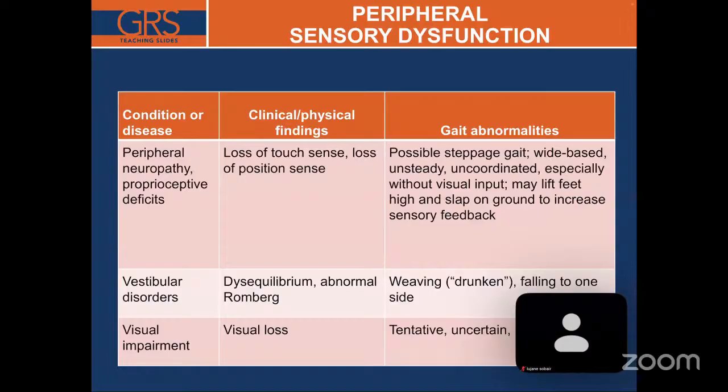Going through each level of neurodeficit to classify the gait impairment, we'll walk through the peripheral sensory dysfunction, which can have a major impact on walking. When someone loses touch or position sense, such as with peripheral neuropathy, they may develop a wide base, unsteady or uncoordinated gait. Often they lift their feet high and slap them on the ground to increase the sensory feedback. Also, the vestibular disorders, which affect balance, can cause a weaving gait or a tendency to fall to one side. In addition, visual impairments lead to a tentative or uncertain way of walking. So recognizing all these patterns may help us identify the underlying sensory issue and choose the right intervention thereafter.